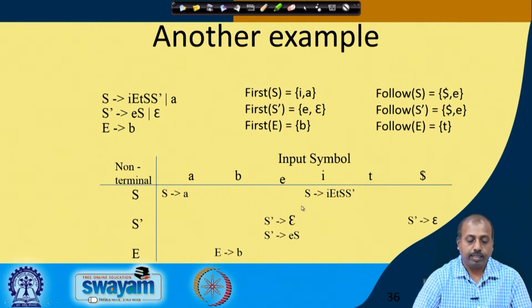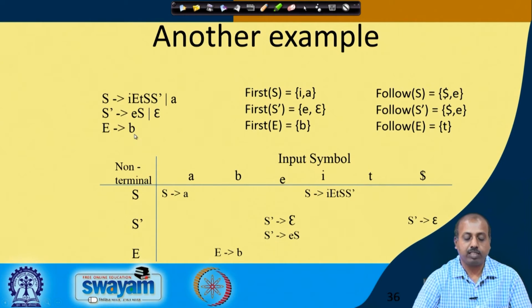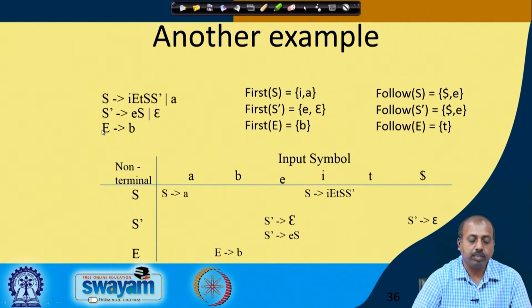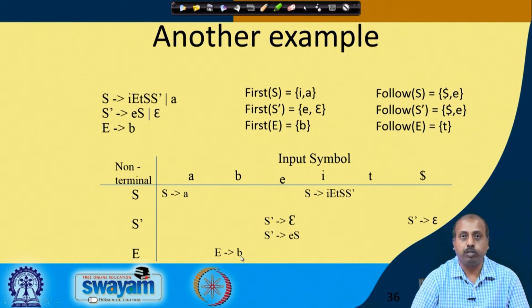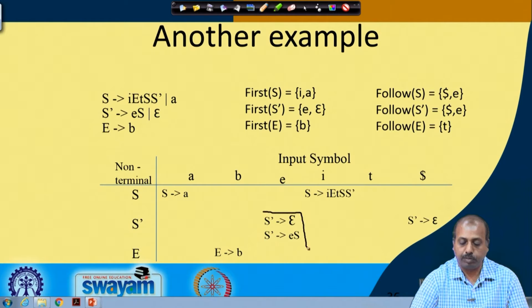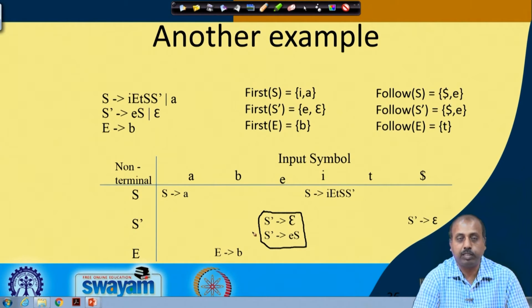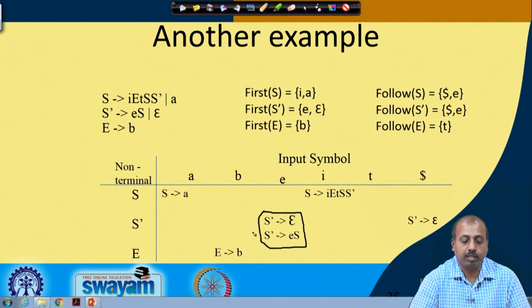Okay. And then E producing B. The first of E contains first of B, which contains B only. So, there I add this rule, E producing B. Now, look into this situation, like this particular cell. What has happened is that there are two rules by which we can proceed. This is actually happening because the grammar that we have taken is the if-then-else grammar, and this if-then-else grammar is an ambiguous grammar. That is why this situation has occurred. So, it says that on S dash.